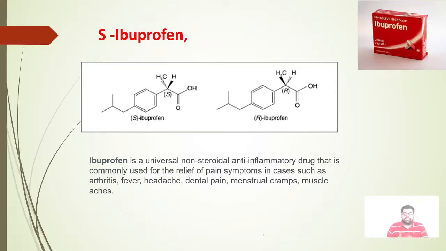So ibuprofen is a universal non-steroidal anti-inflammatory drug. Sometimes we call it NSAID, that is a non-steroidal anti-inflammatory drug that is commonly used for the relief of pain symptoms in cases of arthritis, fever, headache, dental pain, menstrual cramps, and even muscle aches. So this is a very commonly used painkiller in the remote villages.